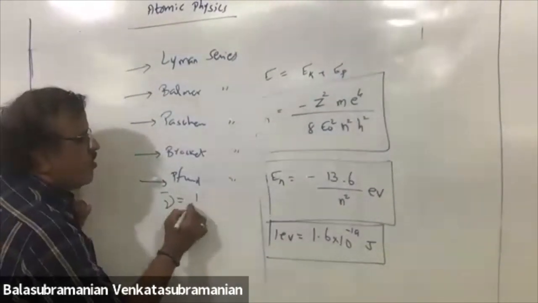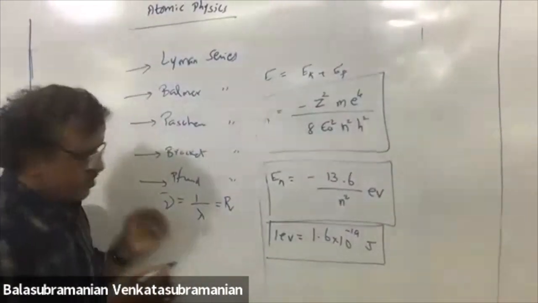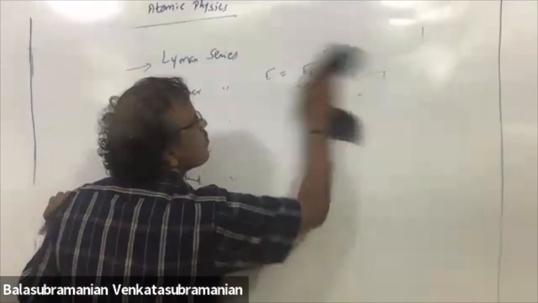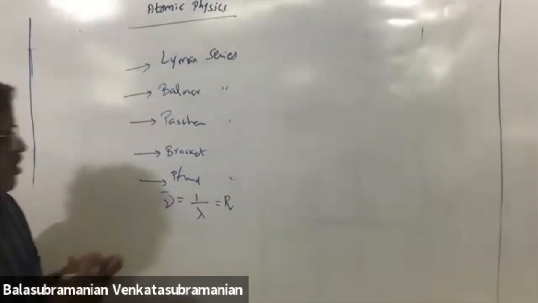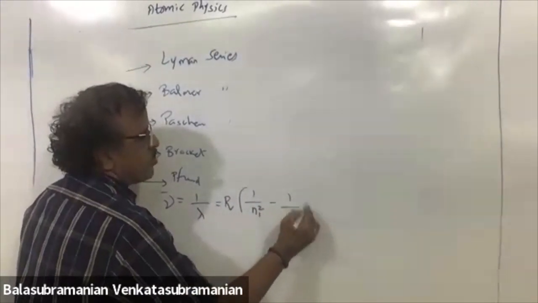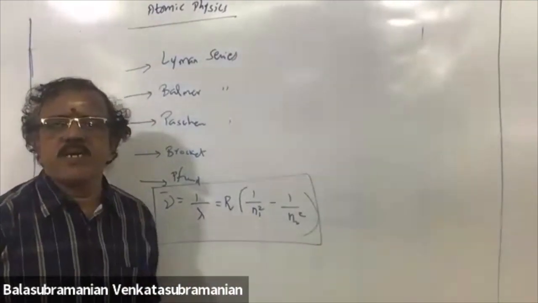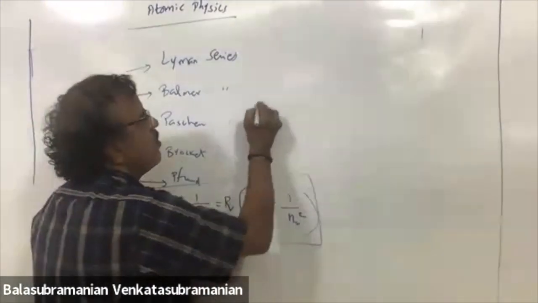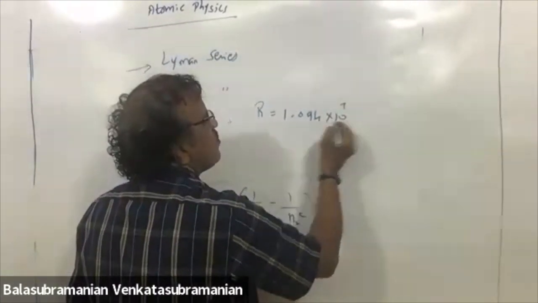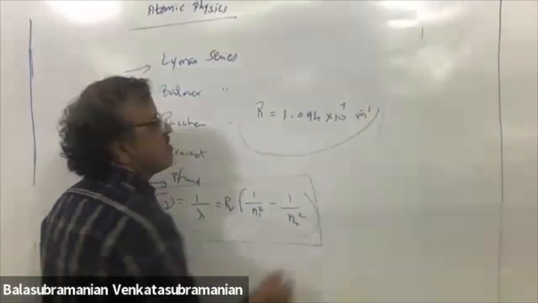Nu bar, this is called the wave number, 1 by lambda, is equal to R into 1 by n1 square minus 1 by n2 square, where n1 is the lower orbit and n2 is the higher orbit. R is called Rydberg's constant, 1.097 into 10 power 7 per meter, meter power minus 1. This is our value.